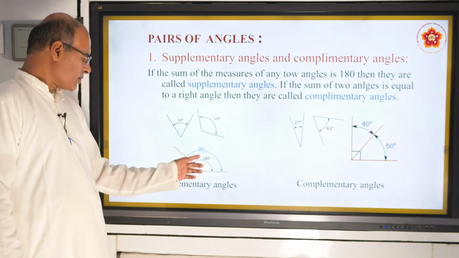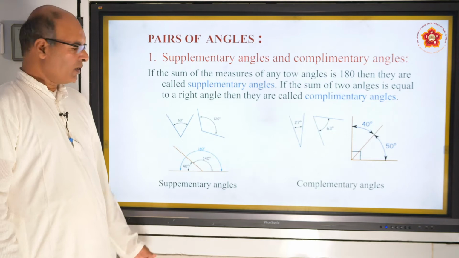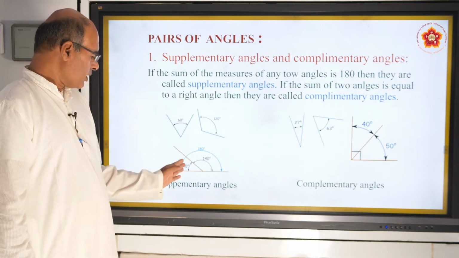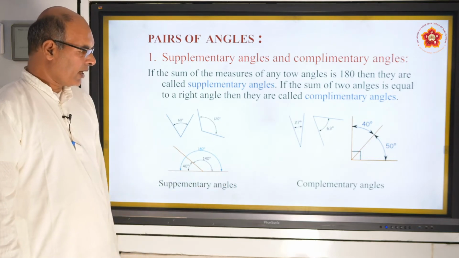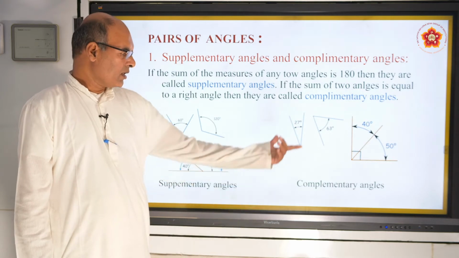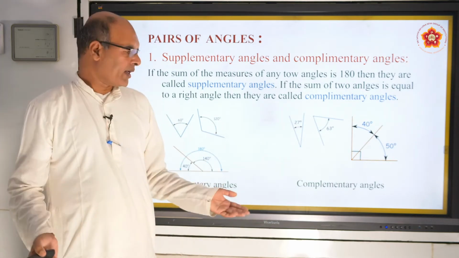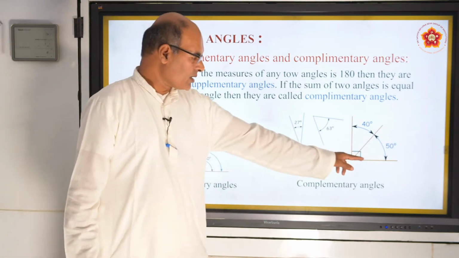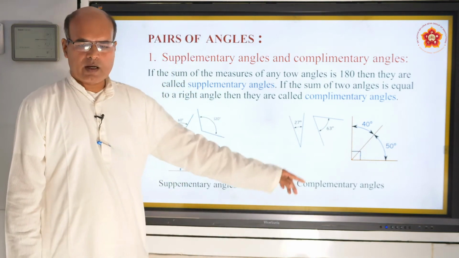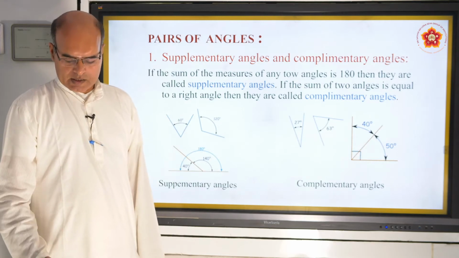The angles may be like this, side by side, or the angles may be separate. Anyhow, if the sum of two angles is 180 degrees, then they are called supplementary angles. Similarly, complementary angles. For complementary angles, the two angles may be separate angles. They may be angles like this, side by side. If their sum is 90 degrees, they are called complementary angles.